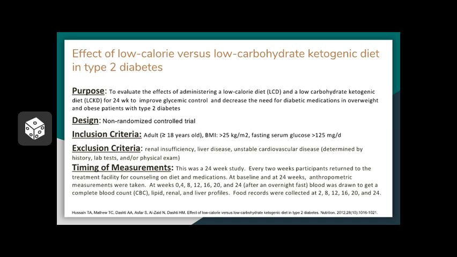And the timing of the measurements for this study was that every 2 weeks, the participants would return to the treatment facility for counseling on diet and medications. At baseline and at 24 weeks, anthropometric measurements were taken, and at weeks 0, 4, 8, 12, 16, 20, and 24, after an overnight fast, blood was drawn to get a complete blood count, lipid, renal, and liver profiles. Food records were also collected at 2, 18, 12, 16, 20, and 24 weeks.